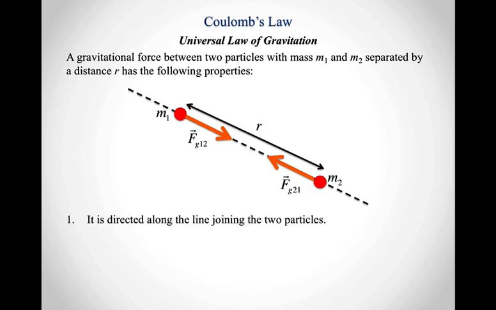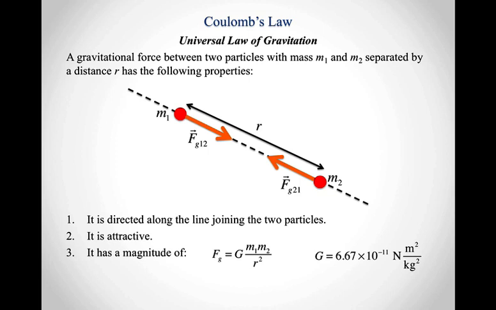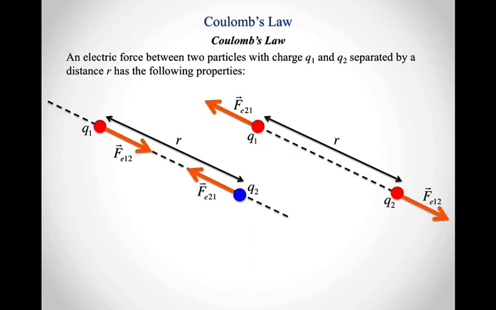One, it's directed along the line joining the two particles. Two, it is attractive, so it's an attractive force. Three, you calculate its magnitude by taking big G times the product of the masses divided by the distance between them squared. And big G is what's known as the universal gravitational constant, and it has a value of 6.67 times 10 to the negative 11 in SI units. So Newton meter squared per kilogram squared is one way to write the units of big G. All right, so this was the universal law of gravitation describing the interaction between masses.